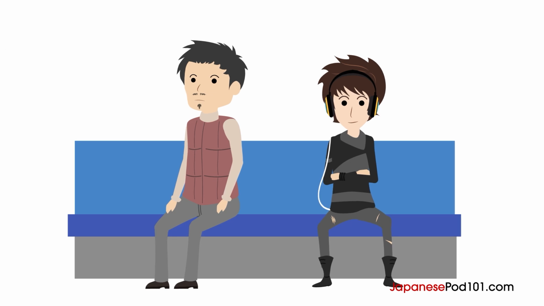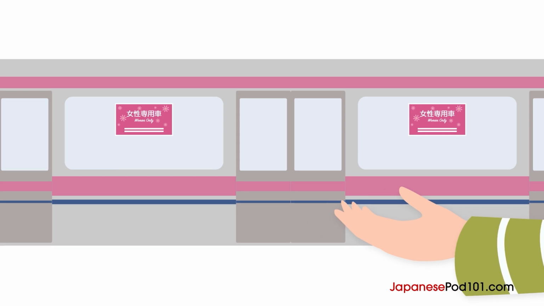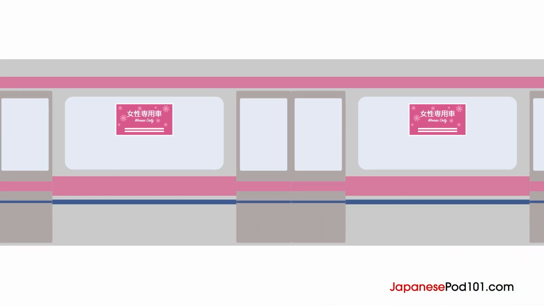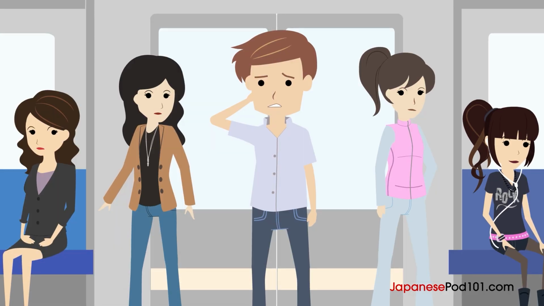The last one is for men only. Be aware of women-only cars. Some trains have women-only cars during rush hours. The women-only cars should have stickers like this and are usually at one end of the train. Accidentally getting on a women-only car is one of the most common and embarrassing mistakes foreign men make.